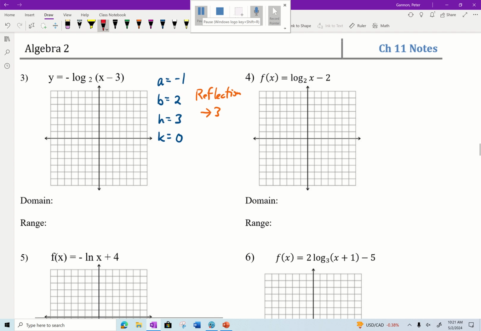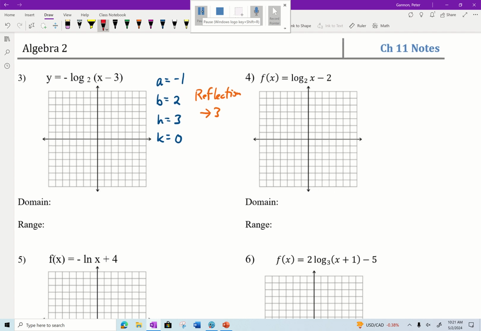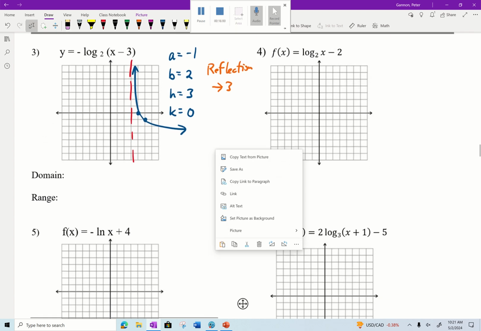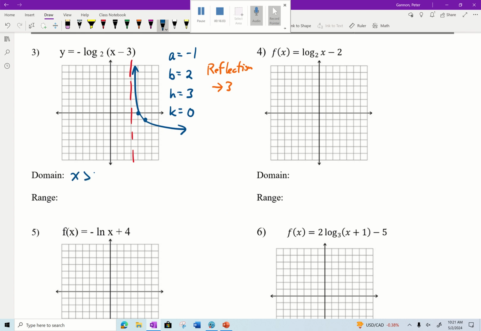So now, when we go to graph it, from 0, 0, we're going to go right 3, draw that vertical asymptote. Then we're going to take that point 1, 0, and we're going to move it right 3. That takes us here. All right, this time our A value is -1. So when we go back to the asymptote, we're going to go down 1, and then we're going to go right the base of 2. Graph's going to curve down on the right, curve up on the left. Domain, x is greater than 3, and our range is all real numbers.